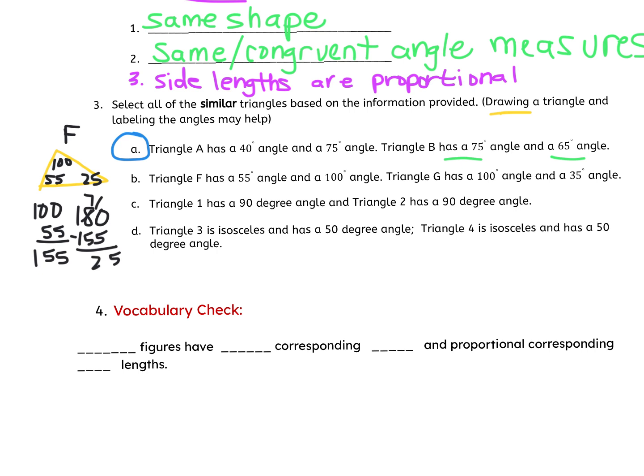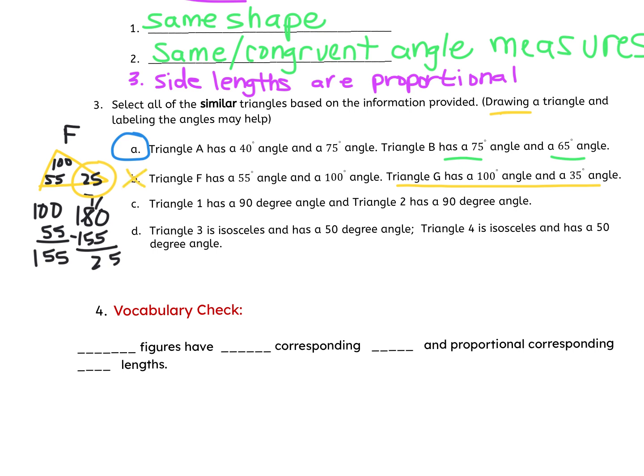Okay, and now it says triangle G is 135. Well, I know that's already going to be not true because the missing angle here is 25. So these are not going to be congruent.